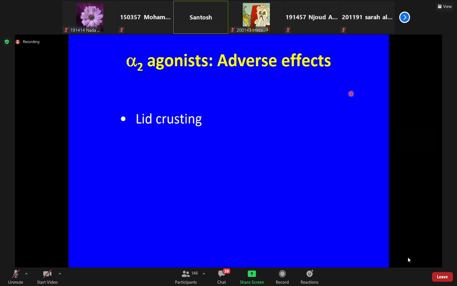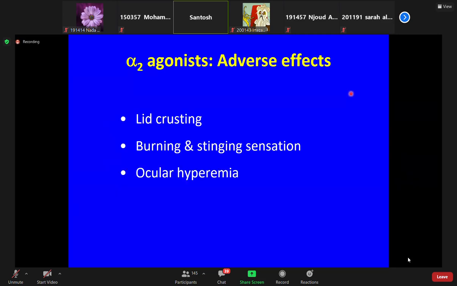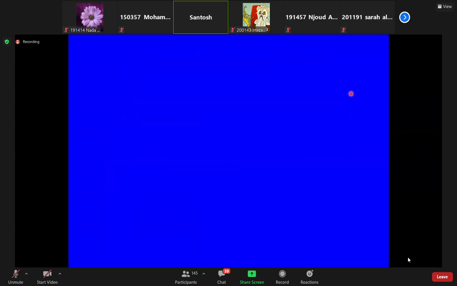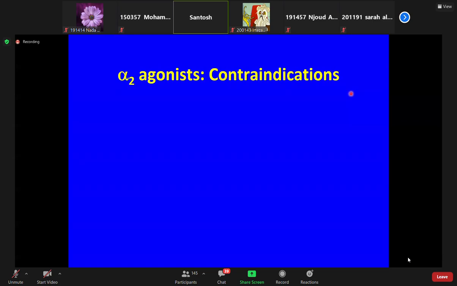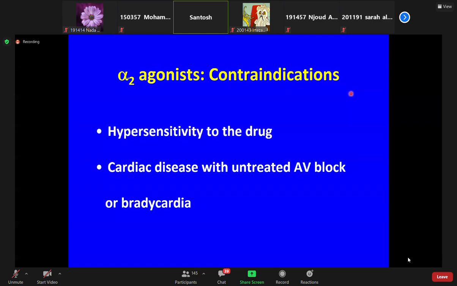Their adverse effects are lid crusting. They are also commonly used, especially in combination, both in acute angle as well as open angle. So lid crusting, burning and stinging sensation, ocular hyperemia, headache, blurring. So these are the adverse effects. Their contraindications would be again hypersensitivity, cardiac disease with untreated AV block, and bradycardia.